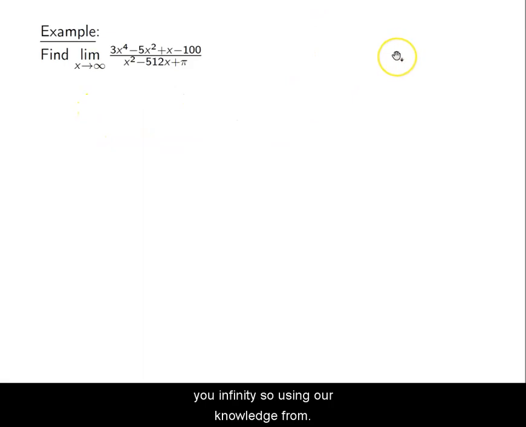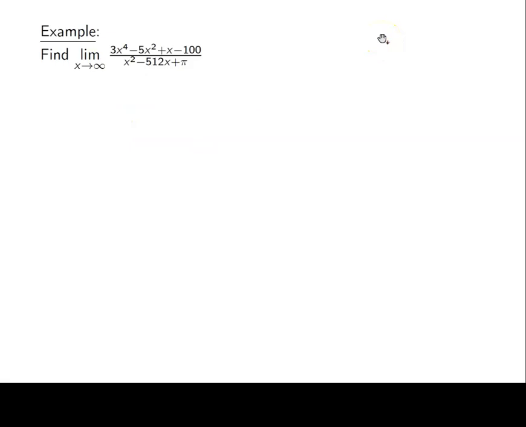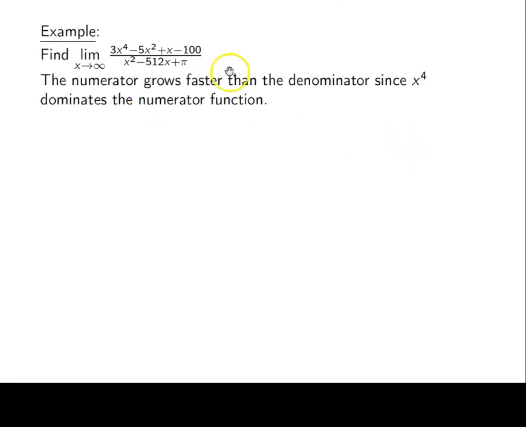So using our knowledge from section 1.6 about rational functions, about what dominates when you have a polynomial over another polynomial, I know that the difference is a square. If I divide this by this, it's basically x squared. So I know that this should go off to infinity. We can tell by looking at the domination principle, which is nice, easy, and conceptual. But it's also nice to know how to do this algebraically.